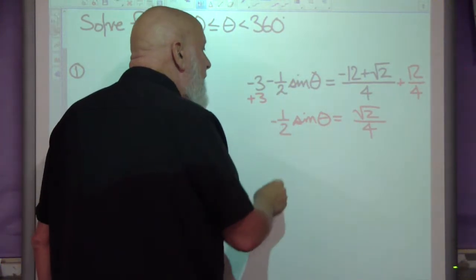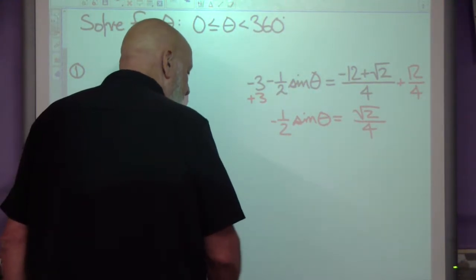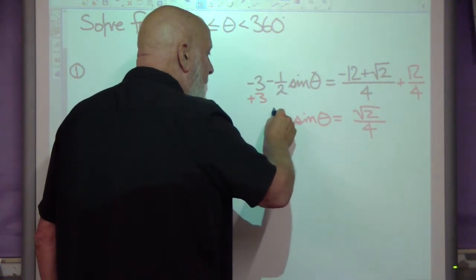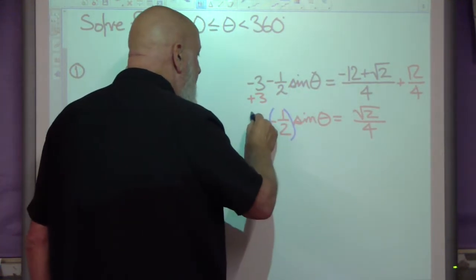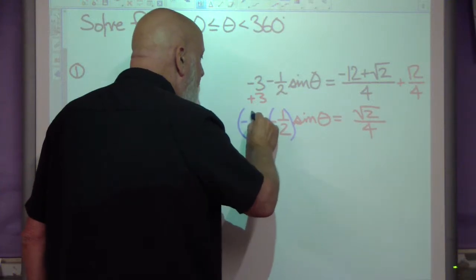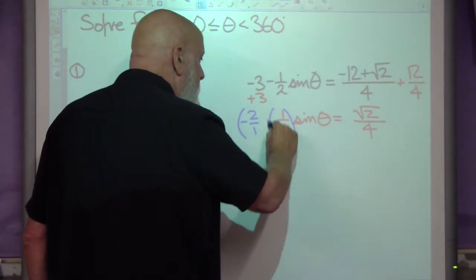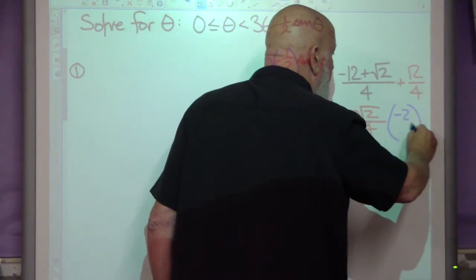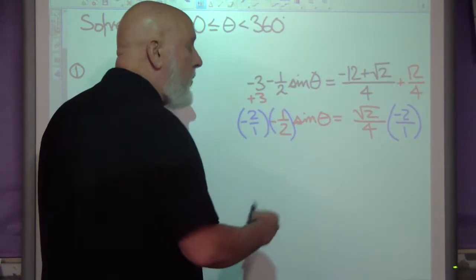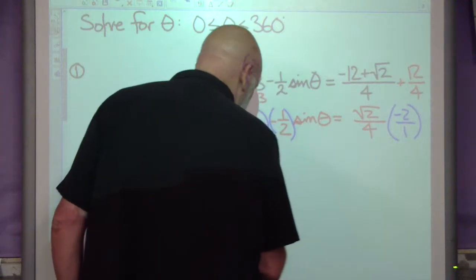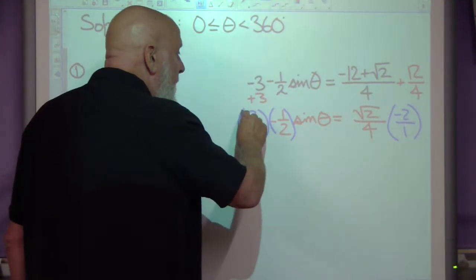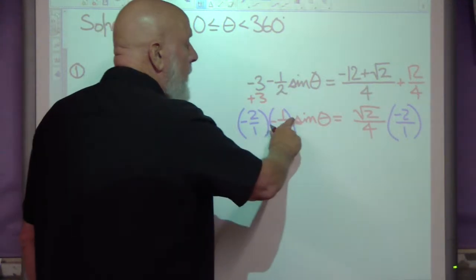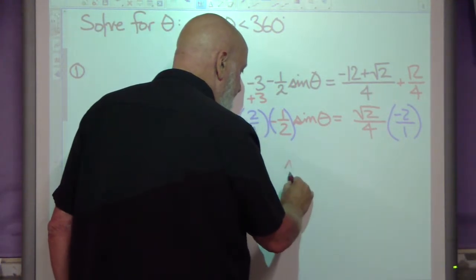Now I want to divide by -1/2. To divide by -1/2, I'm going to invert and multiply. I'm going to multiply both sides by -2 over 1. Multiply this side by -2 over 1. And again, you can do this with your calculator. I'm just doing it old school just because I'm old school. These will cancel out. Negative times negative is positive. That's 2 over 2. 2 over 2 is 1. 1 times sine theta is sine theta.